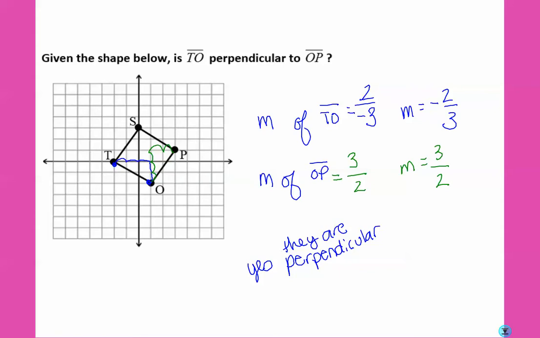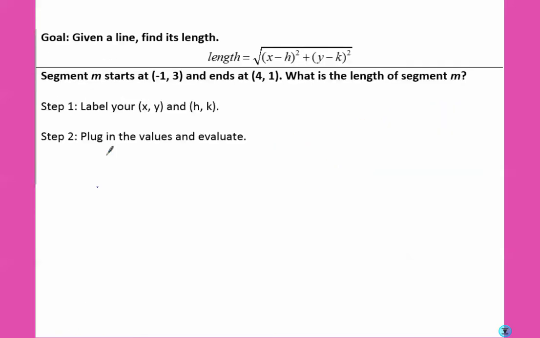Let's move on to distance. Our distance formula, or length and distance, same idea. Square root of x minus h squared plus y minus k squared. So our first point is going to be x and y. So segment M starts at -3, 1, that's our x and our y, and ends at 4, 1, that's our h and our k. What's the length of segment M?